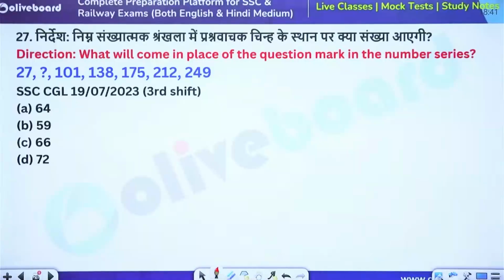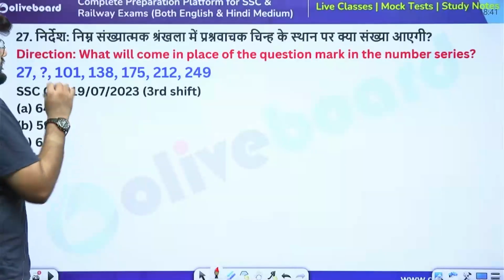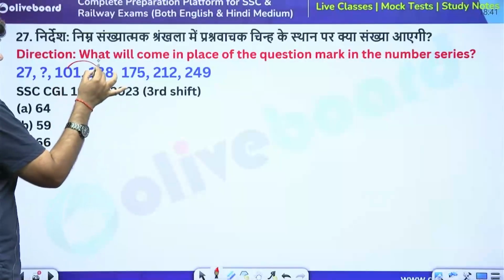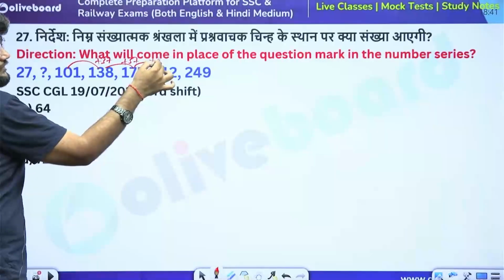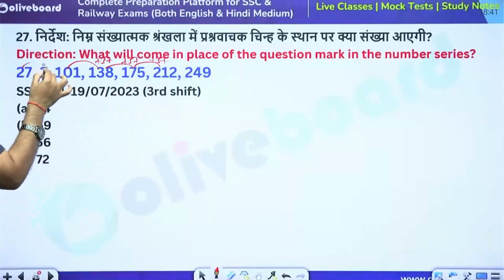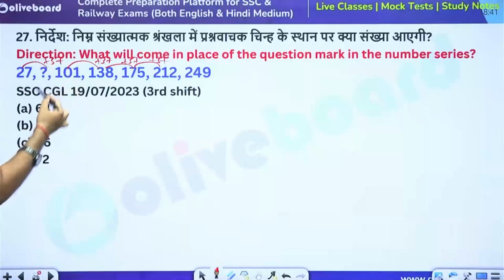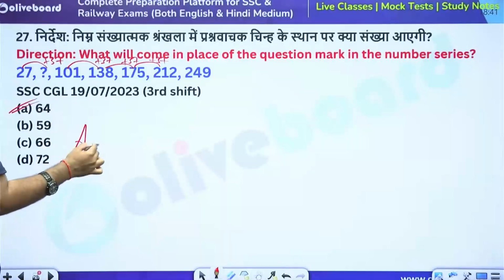Correct, Vigneshwaran. Very good. Yes. What is happening here? 101, 38. So we are adding 37. Okay, we are adding 37 again. So what exactly is happening? This is simple arithmetic progression. So add 37 here, you will get your answer. So this is 64. Option A is the right answer.